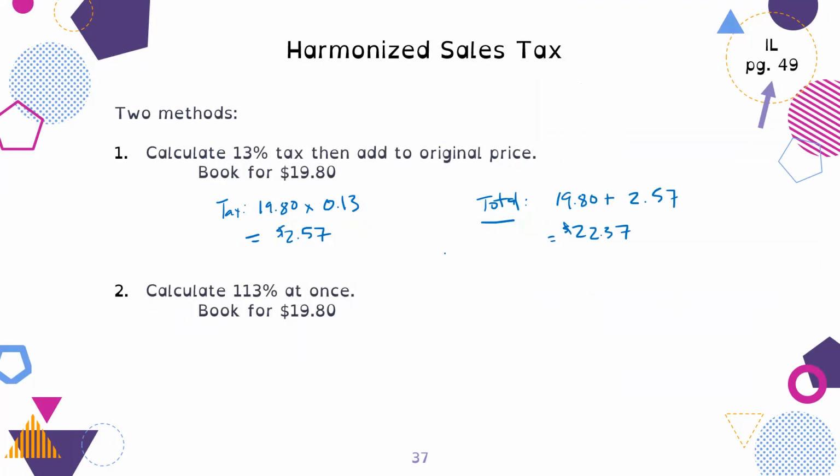The other method is where you do it all at once, so you're just doing the total. Instead of doing just 13%, you could do 113%, which means you're including the price of the book. 113 divided by 100 to convert it is equal to 1.13. So if you're doing it in total, you multiply by 1.13, which includes the price of the book.